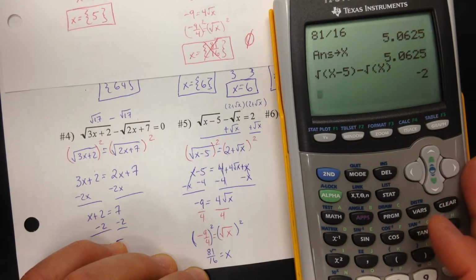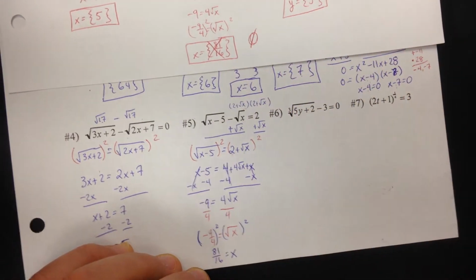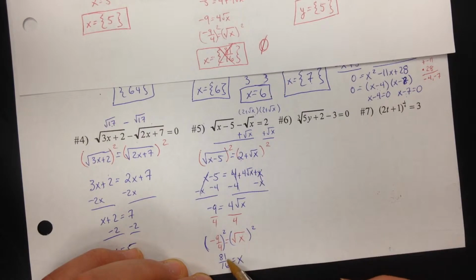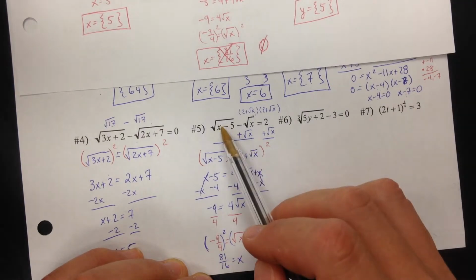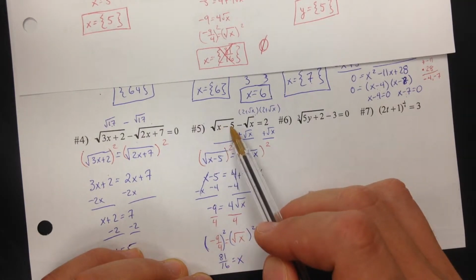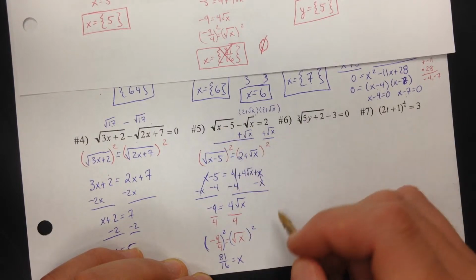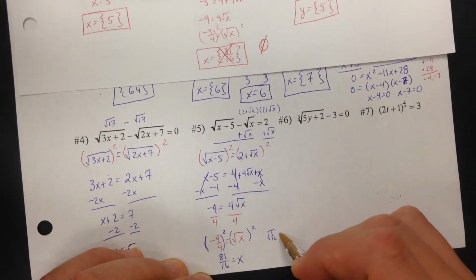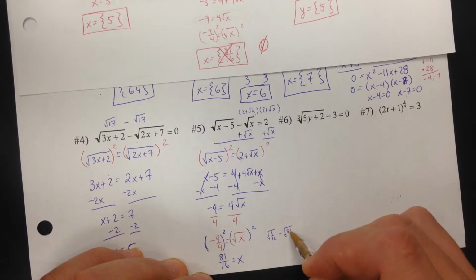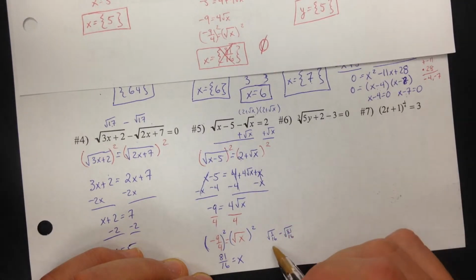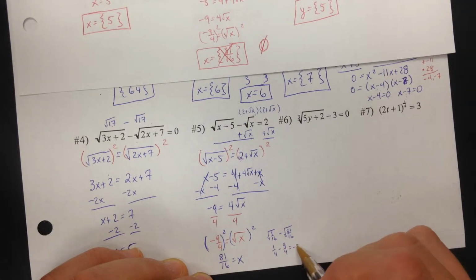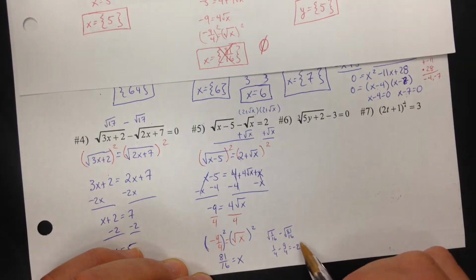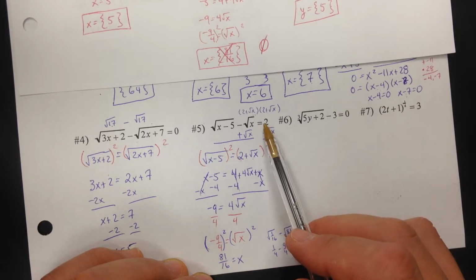So maybe I made a mistake. Let me go back to the original problem. I got 81 over 16. I would subtract 5 from that, and that would give me 1/16. So on the side, I would get square root of 1/16, and then I would go minus square root of 81 over 16. This would be 1/4 minus 9/4, which ends up giving me negative 2. That's wrong because it should be positive 2.